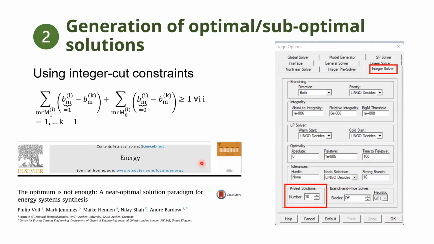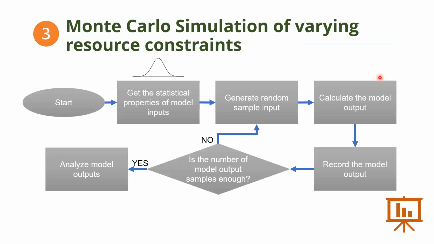After developing the model, the next step is solving and generating the optimal and suboptimal solutions. This is done through integer cut constraints, following the procedure by Voll et al. Alternatively, this can be done using a commercial solver. And for LINGO, which is the solver used in the study, this is done by setting the k-best solutions under the integer solver tab of the preferences.